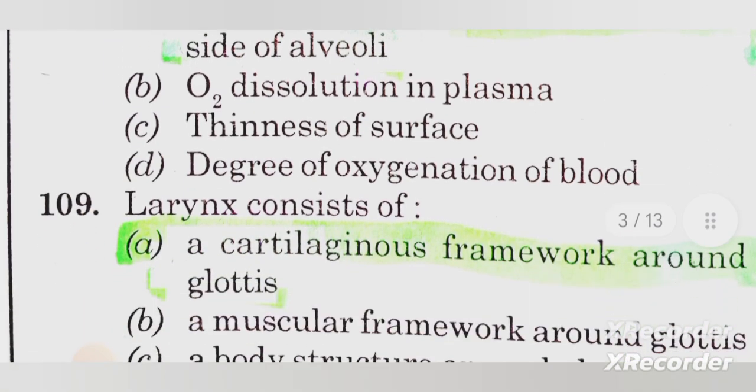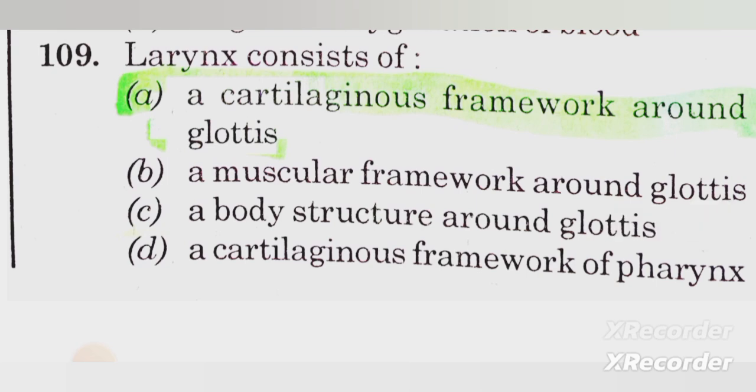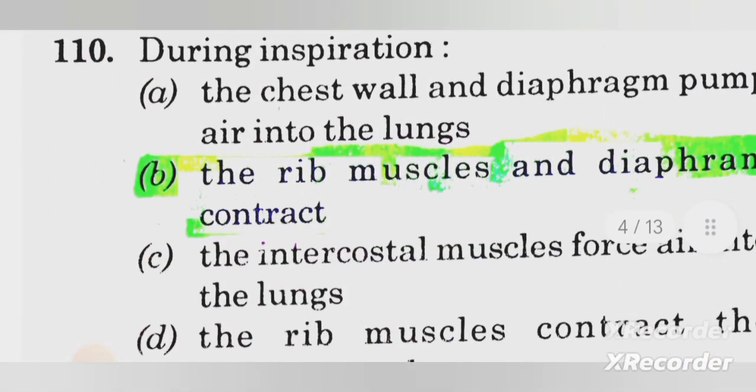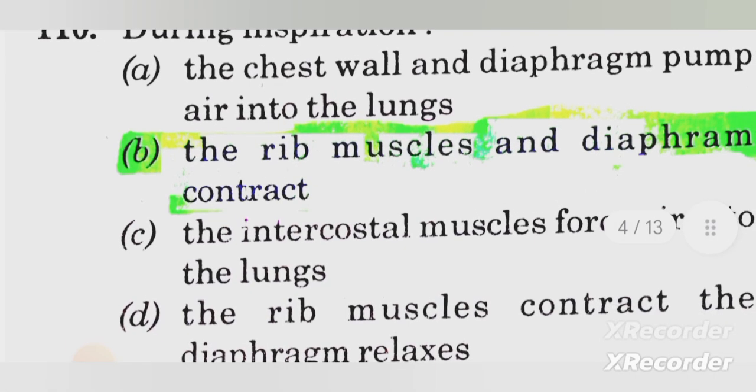Next, 109. Larynx consists of. Answer A. Cartilaginous framework around glottis. Next, 110. During inspiration. Answer B. The rib muscles and diaphragm contract.